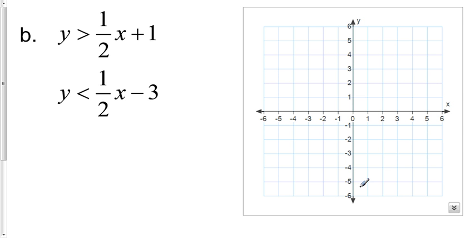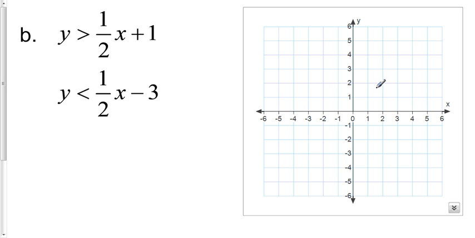Here's another one. y is greater than 1/2 x plus 1. y is less than 1/2 x minus 3. Now the first thing I notice about these two inequalities is that they have the same slope. They both have a slope of 1/2, so I know the lines are going to be parallel, but it is possible that the shaded region is either in between the parallel lines, or the shading could go in opposite directions, in which case there's no solution. Let's find out what happens.